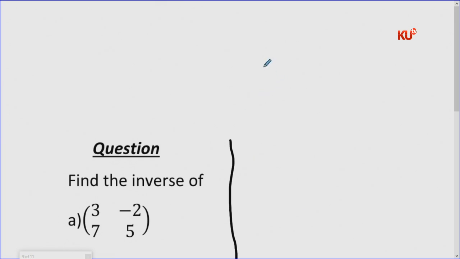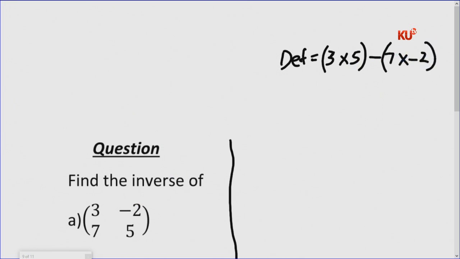We have the determinant, which is the product of elements in the leading diagonal. Determinant is equal to, and our elements in the leading diagonal are 3 and 5. So we'll have 3 times 5. And then we subtract the product of elements in the other diagonal, which is now 7 by -2. So we write 7 times -2. And so this gives us 15.